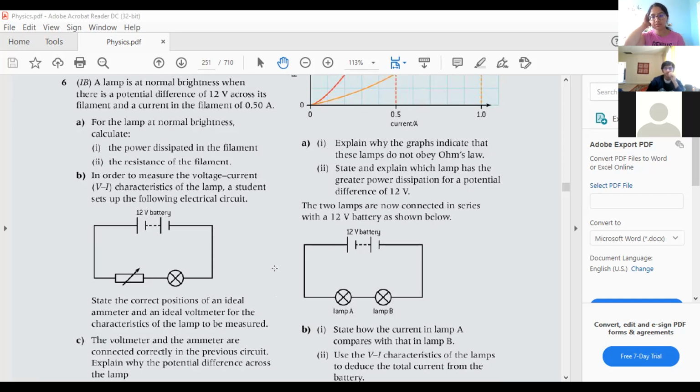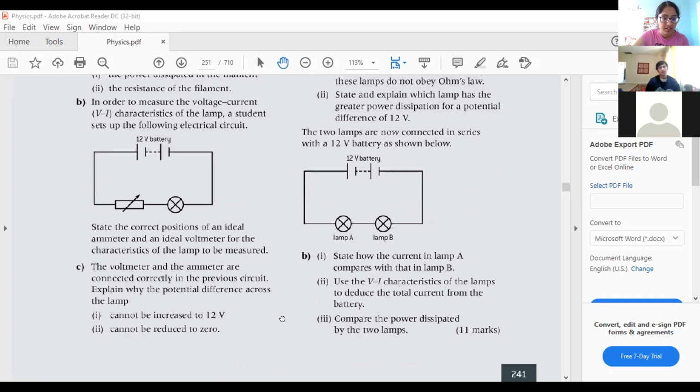So I guess it's just a variable resistor or something. Okay. The voltmeter and the ammeter are connected correctly in the previous circuit. Explain why the potential difference across the lamp cannot be increased to 12 volts. Because there's some internal resistance, right? The 12 volt battery, so that 12 volts has to be the EMF, right?